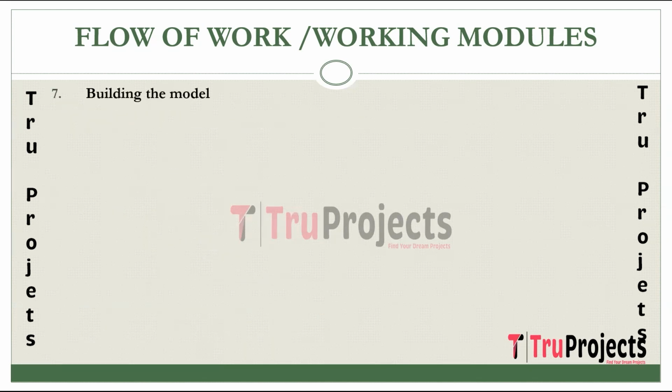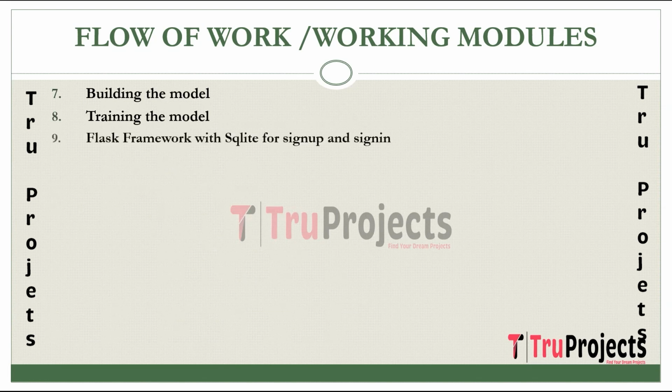The next step is building the model. This step involves constructing the deep learning model architecture, with common architectures for object detection including YOLO, which is You Only Look Once. The next step is training the model. The model is trained on the pre-processed dataset, adjusting its weights using optimization algorithms. Flask framework with SQLite for sign up and sign in.